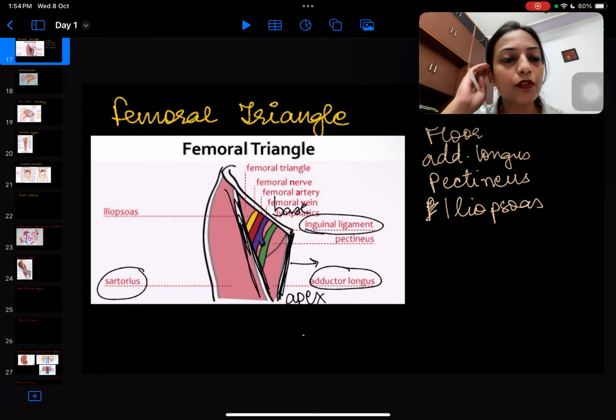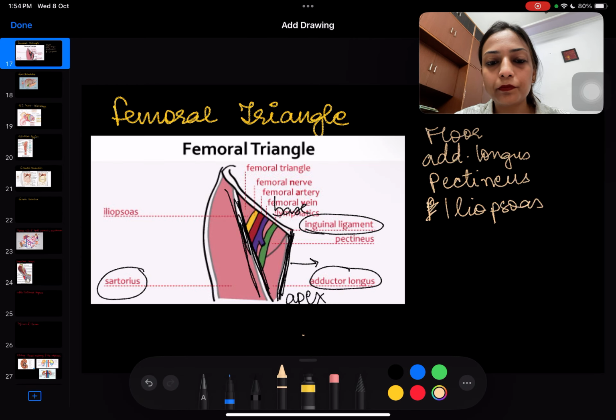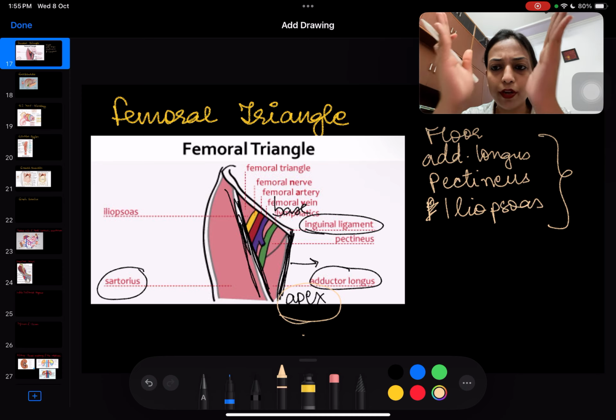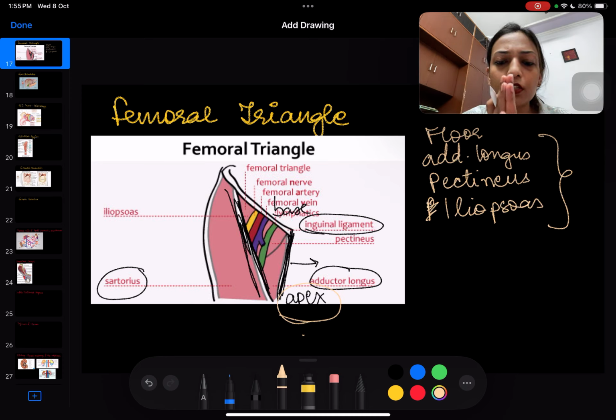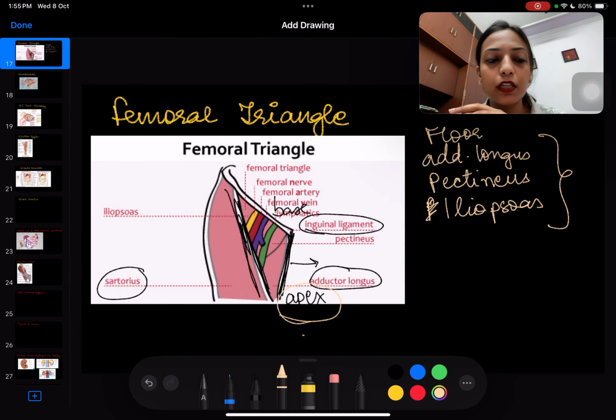We were studying about the femoral triangle. As far as I remember, we just completed it. I was explaining about the floor. The floor is formed by these three muscles. The apex is formed by the joining of Sartorius and the Adductor Longus. Medial border is Adductor Longus, lateral border is the Sartorius, and the base is formed by the Inguinal Ligament, right? I hope everybody remembers till here.